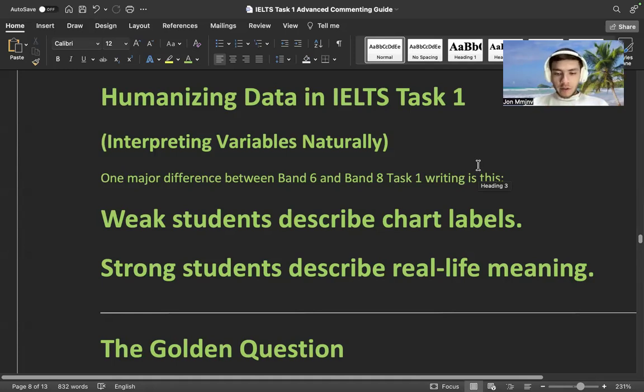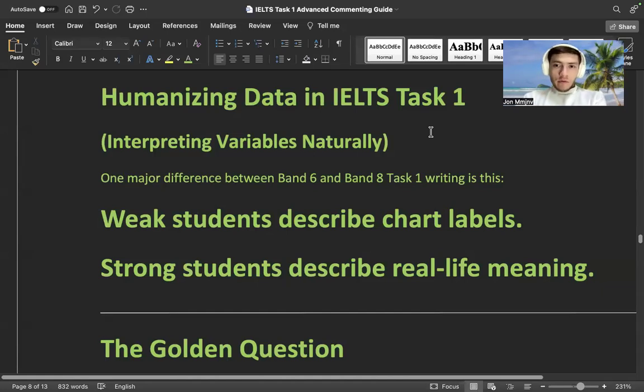A lot of you might have something special tomorrow, but we have a lesson to cover as promised, and what we are going to focus on is humanizing data in IELTS Task 1. That's how GPT paraphrased what I literally said. So what I wanted to explain is how a lot of students make this mistake in Task 1, and I don't want you to make this mistake. And in the end, I will also provide you with the solution for these problems.